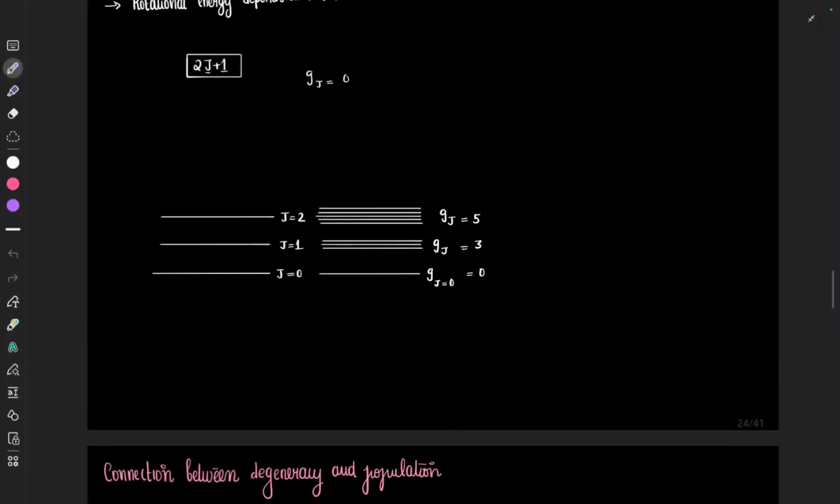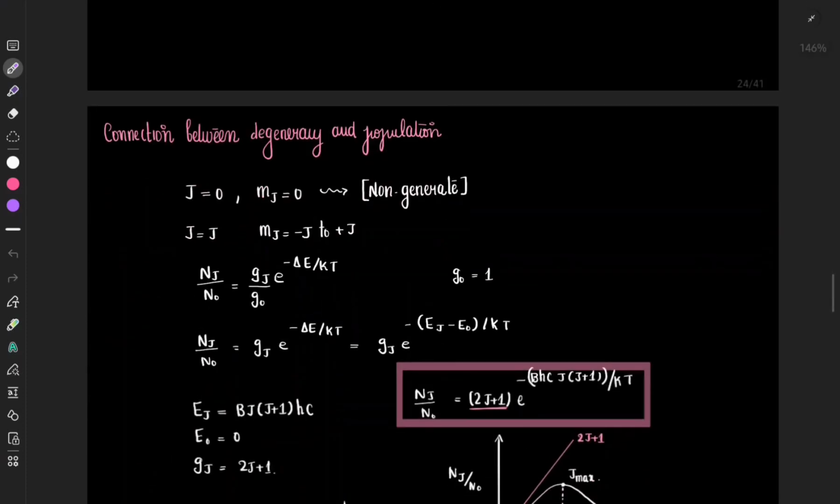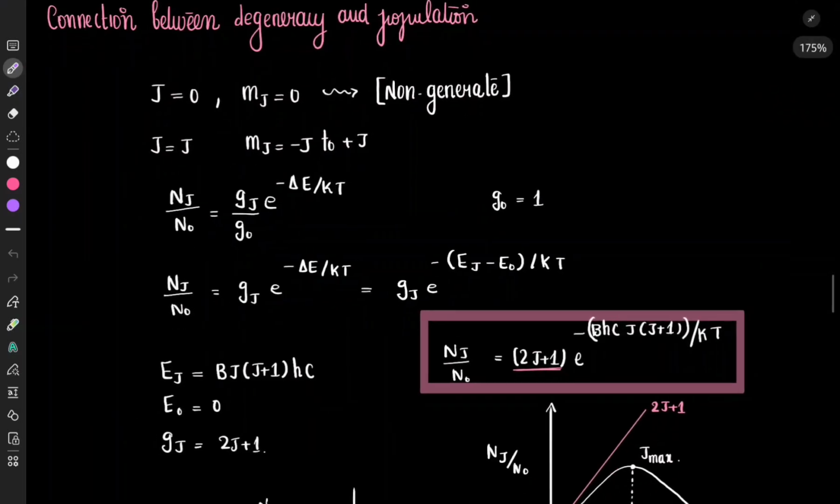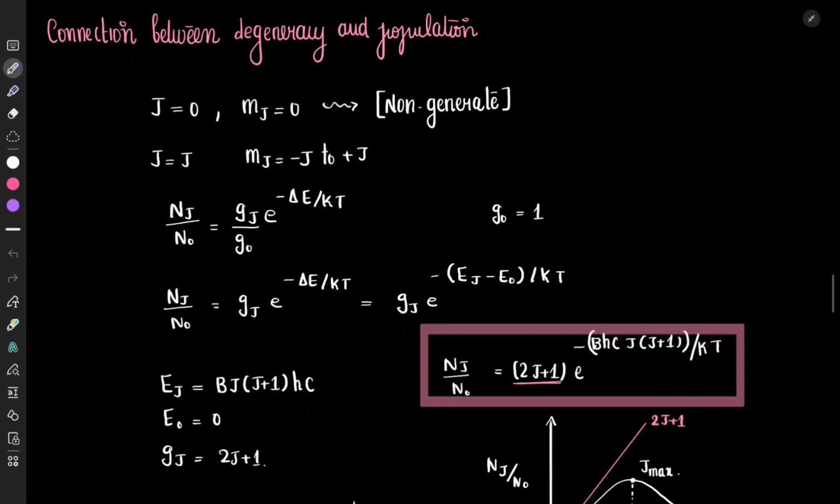So in the previous lecture, we were talking about the degeneracy of rotational spectroscopy. We'll continue with that lecture by finding out the connection between the degeneracy and the population. If the number of degenerate states increases, the population also increases.